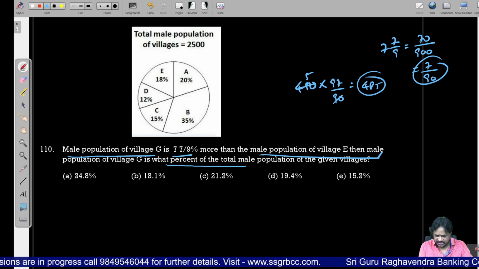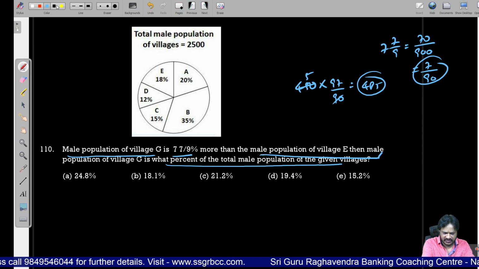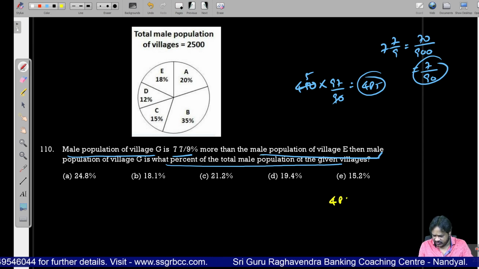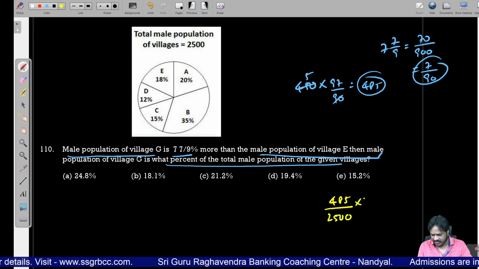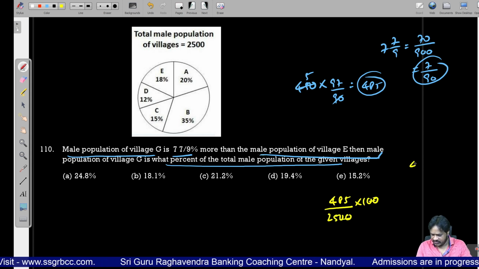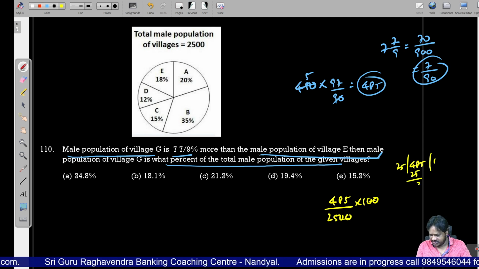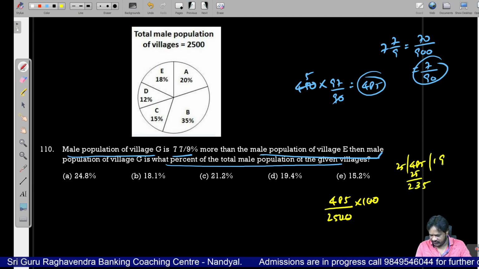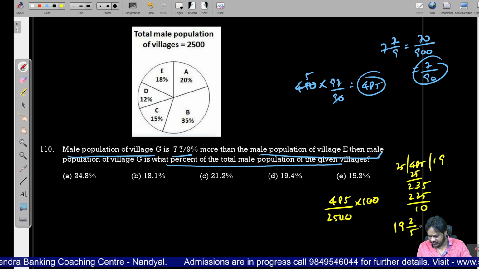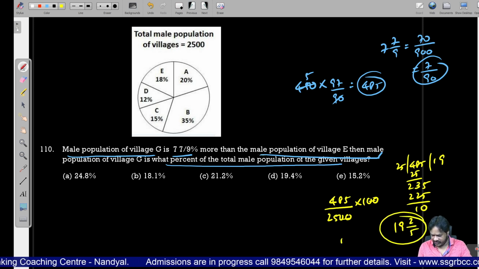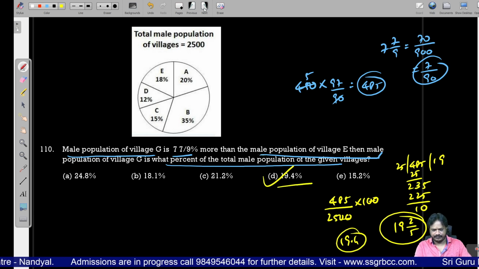485 is what percent of the total male population of the given village? Now the question is, 485 is what percent of 2500? So divide 485 by 25. 25 ones are 25, then 25 nines are 225, giving 19 10 by 25, or 19 2 by 5, or 19.4. All are the same. So option 4.